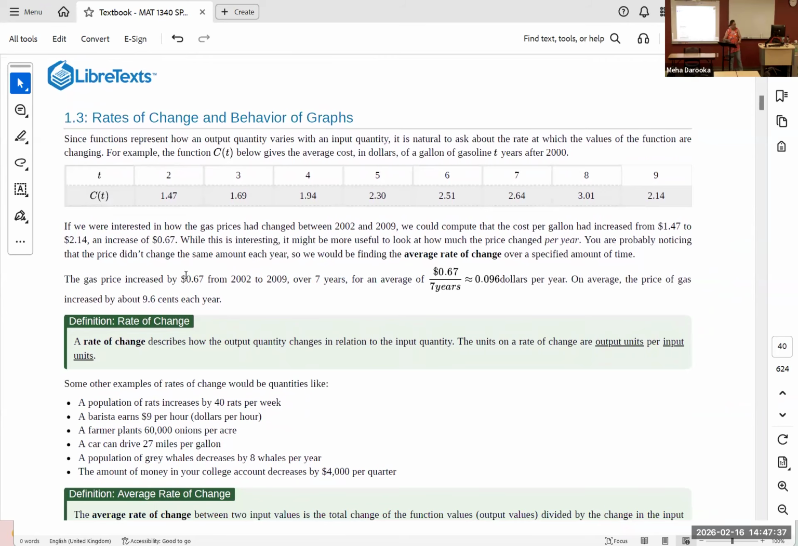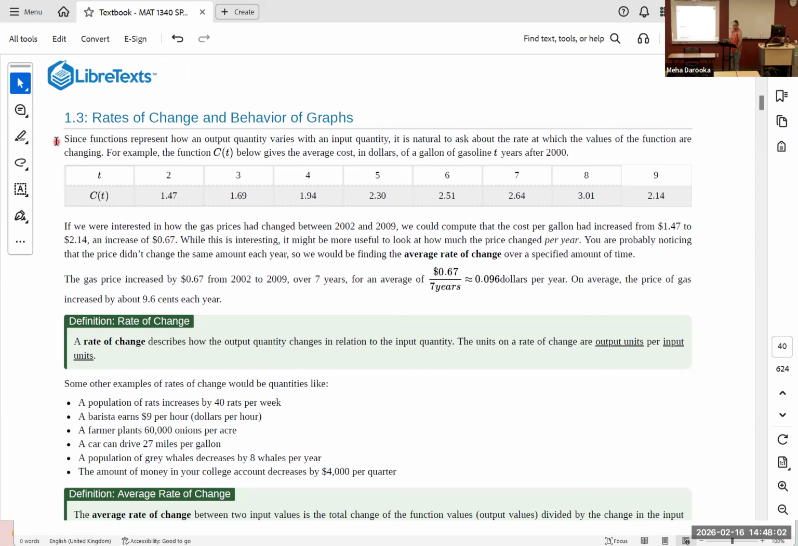And then you can see we are building into section 1.3 here. So here we're actually getting into rates of change, which you should remember from when we talked about slope, because when we talk about rise over run, slope is a rate of change, and you can see some of the table over here with the example.